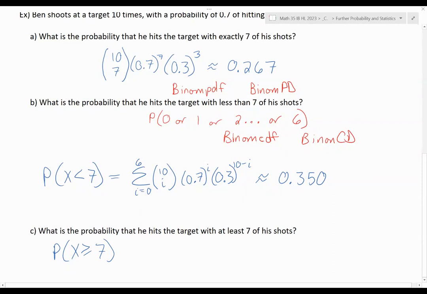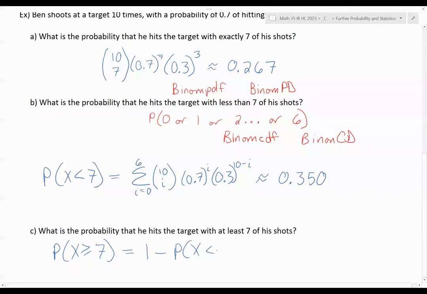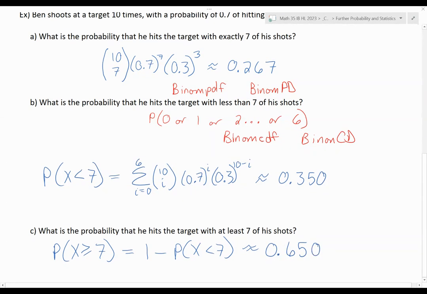Then I can use the cumulative probability, but I have to note that the cumulative probability is for less than. So this is going to be 1 minus the probability that it is less than 7. So in this instance, because I've already calculated that that's 0.35, the probability that he will hit at least 7 is going to be the complement of that, so approximately 0.65.